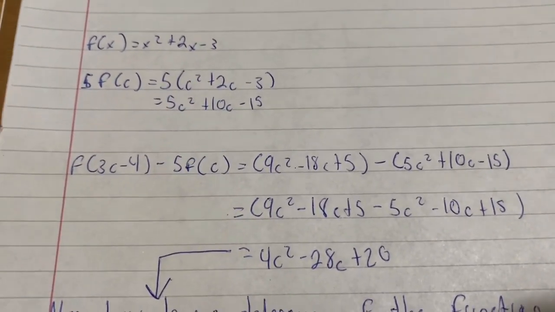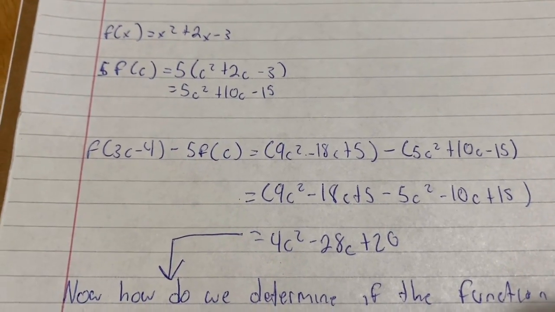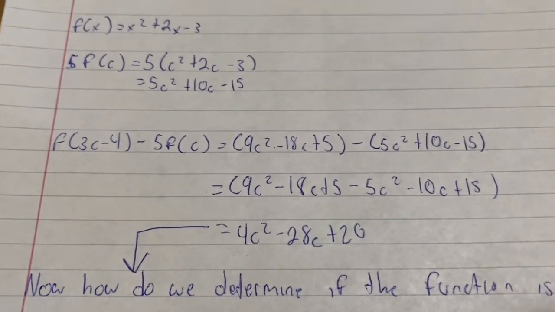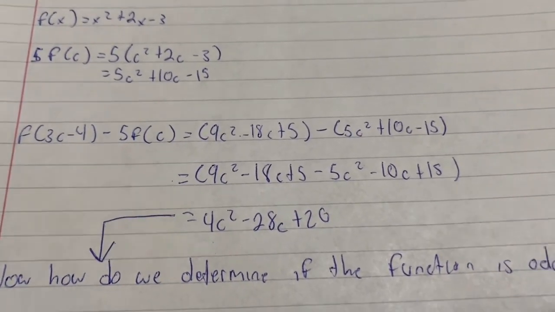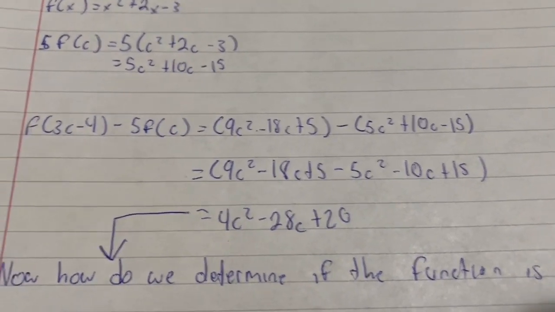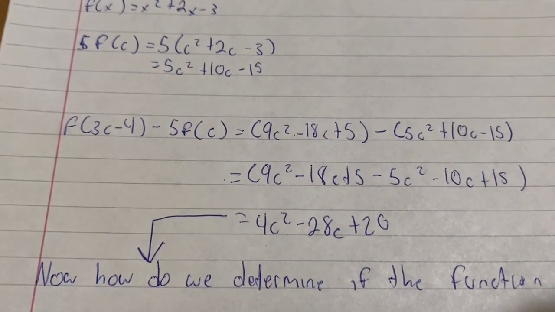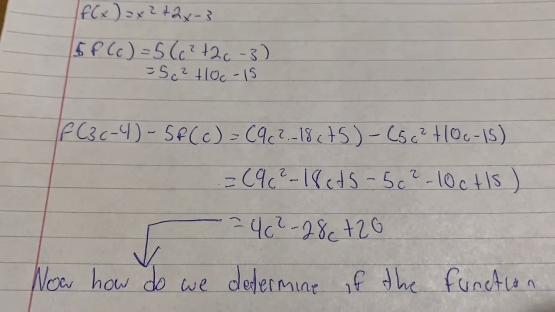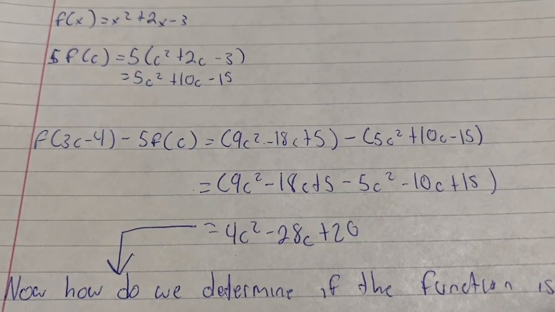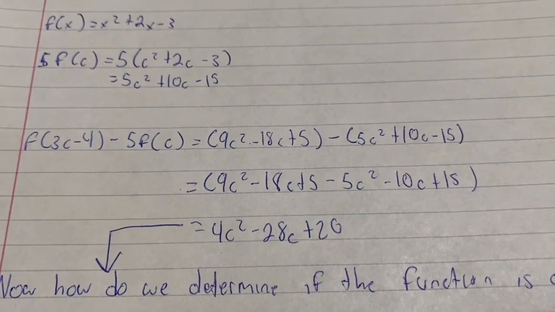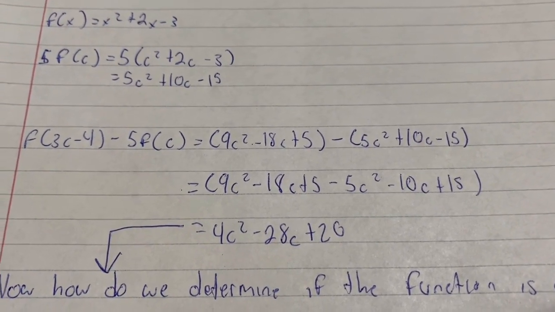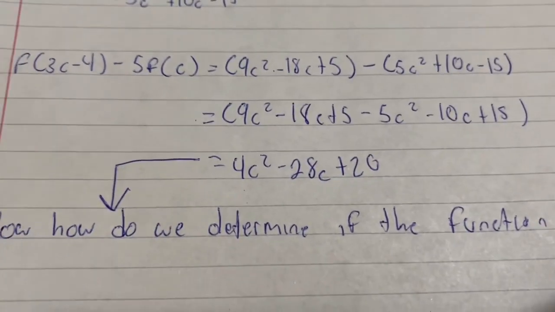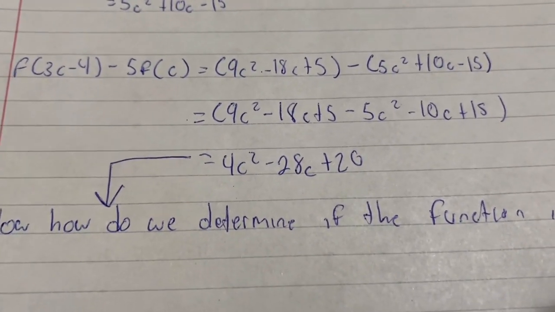Now, after we find both answers to f(3c - 4) and 5f(c), you'll subtract the answers. So it'll look like f(3c - 4) minus 5f(c), which is equal to (9c squared minus 18c plus 5) minus (5c squared plus 10c minus 15). Now after you do that, you subtract and combine like terms, which you'll get 4c squared minus 28c plus 20.